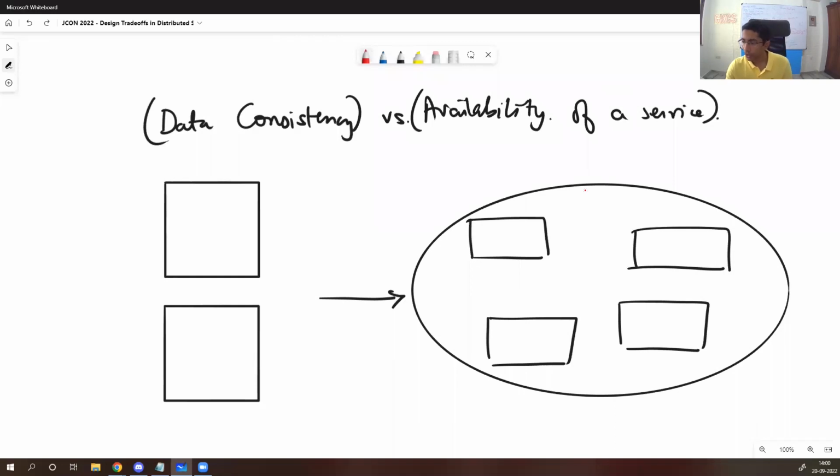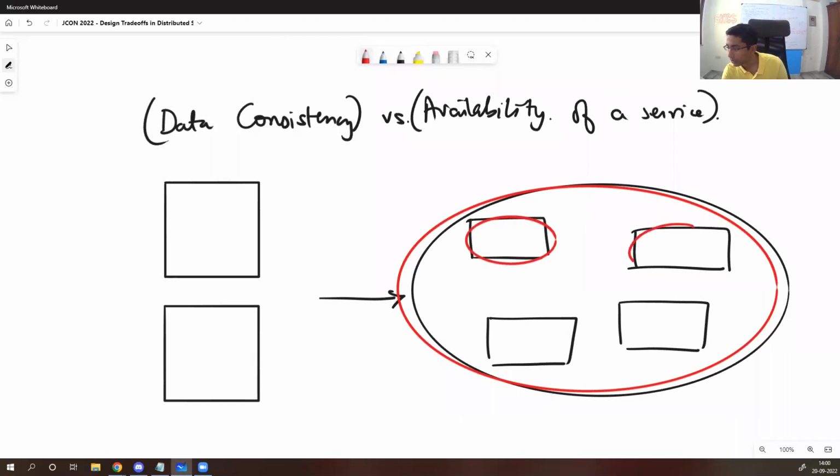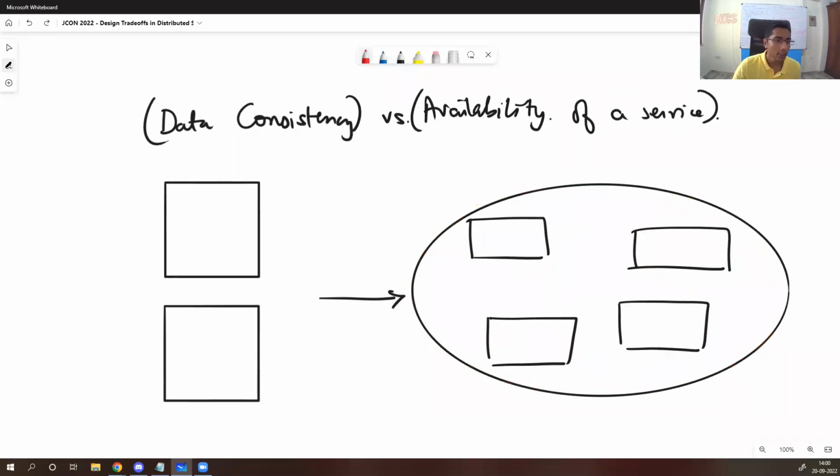Okay, so instead of imagining the entire block, this system as consistent or available, think of each service as being highly consistent or highly available. That will bring you closer to the functional requirements. Okay, now the next part was having one truth versus having a good enough response quickly. Okay, let's take an example of that.